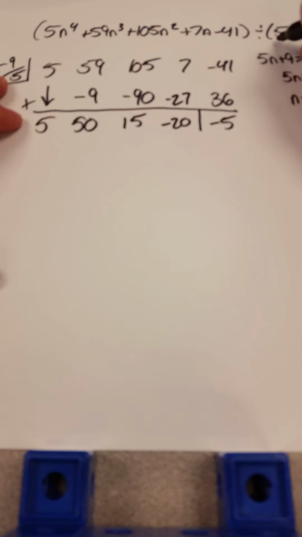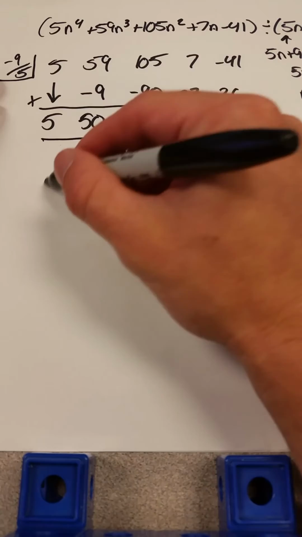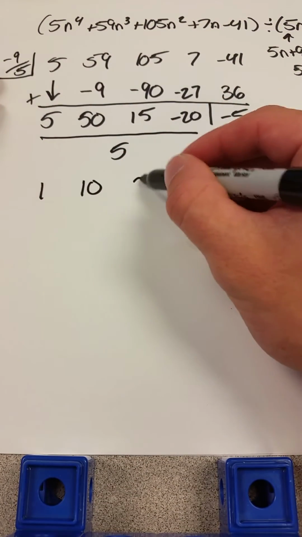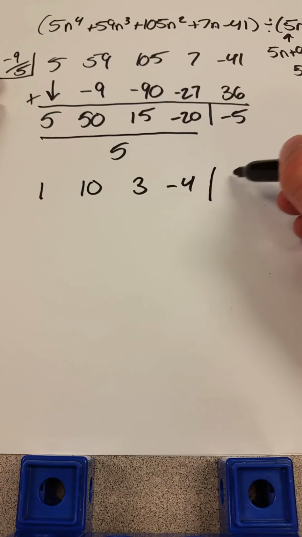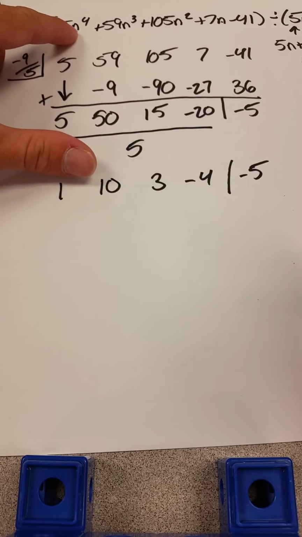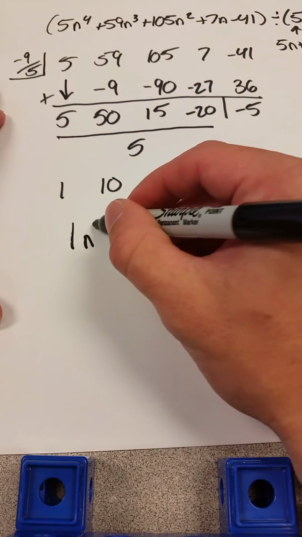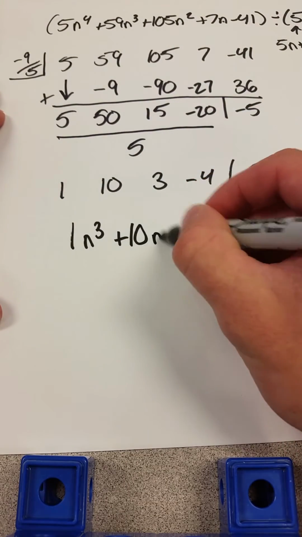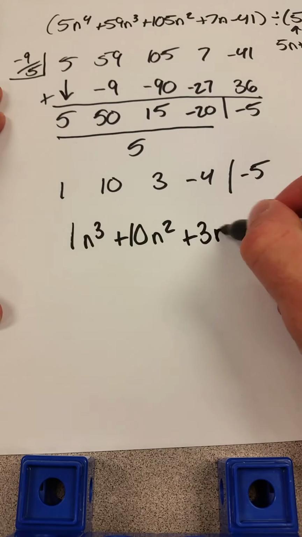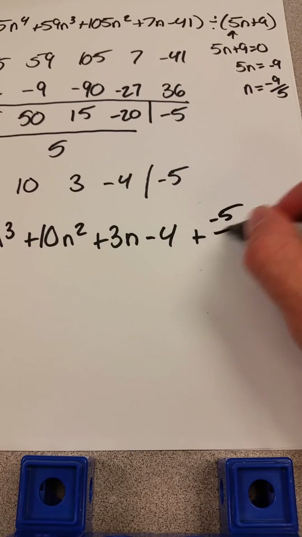Okay, the additional step was to divide by the leading coefficient. So divide everything except the remainder by 5. Okay, so that gives me 1, 10, 3, negative 4, and the remainder stays the same. So for my final solution, I wasn't into the fourth, so down here I'm at n to the third. So 1n to the third, 10n squared, 3n minus 4 plus negative 5 over the 5n plus 9 that we divided by.